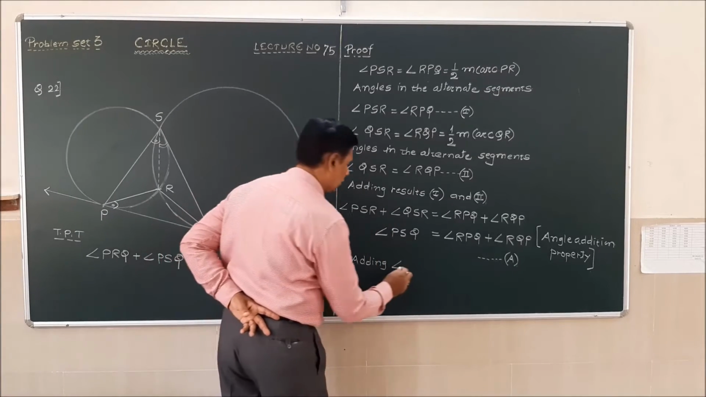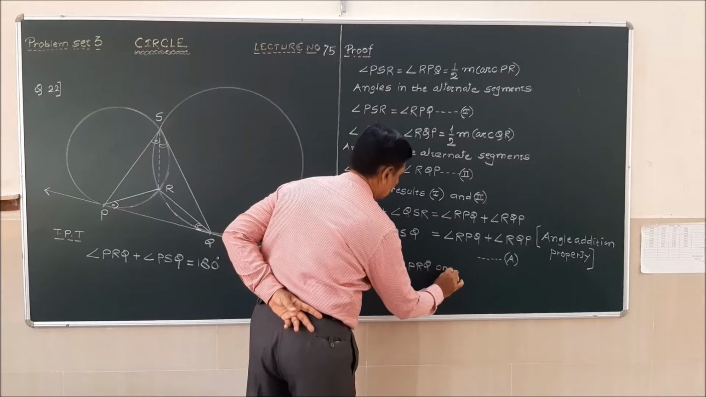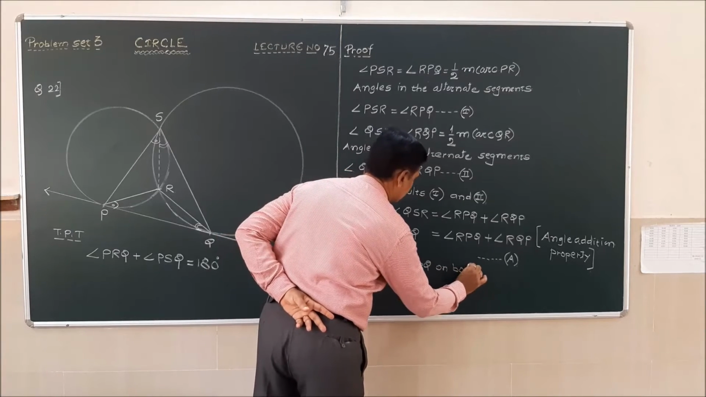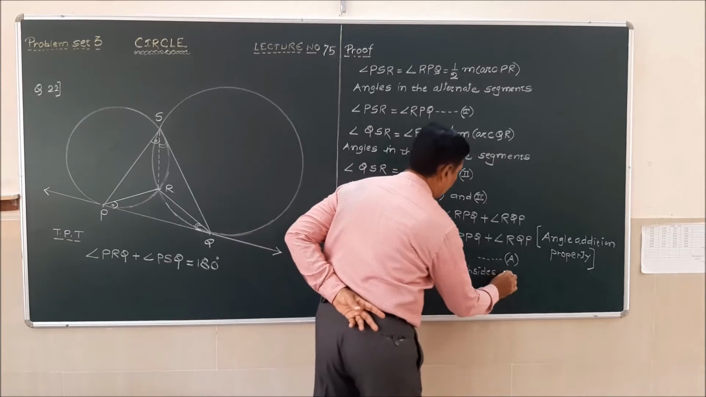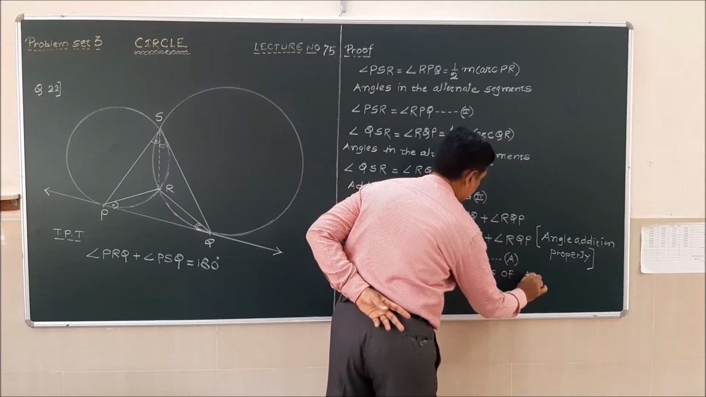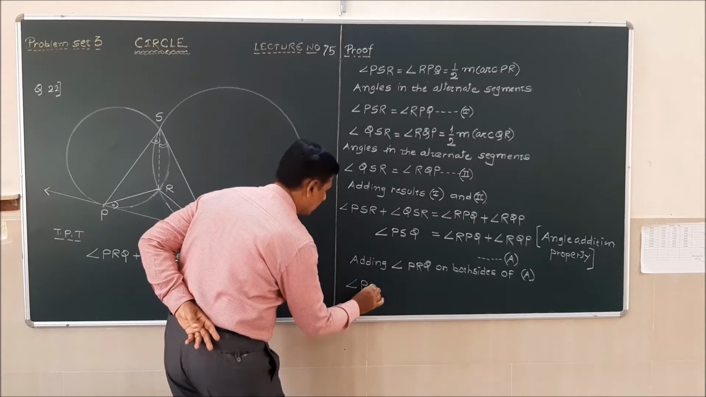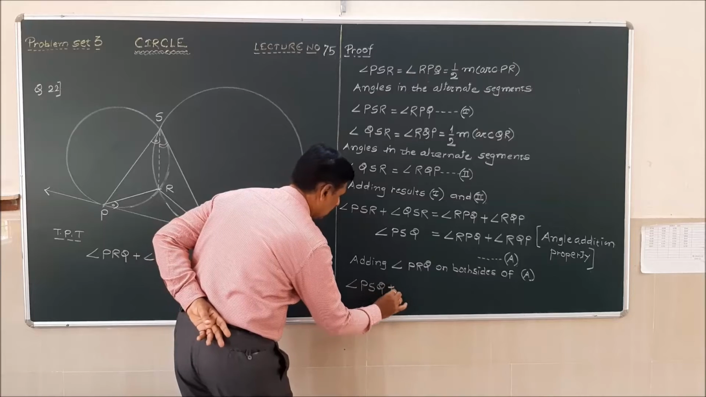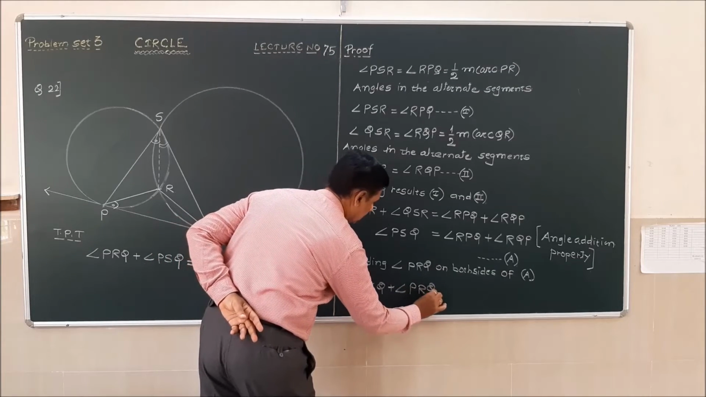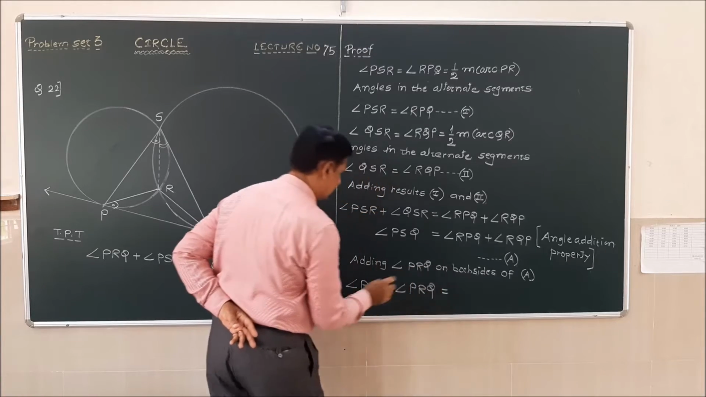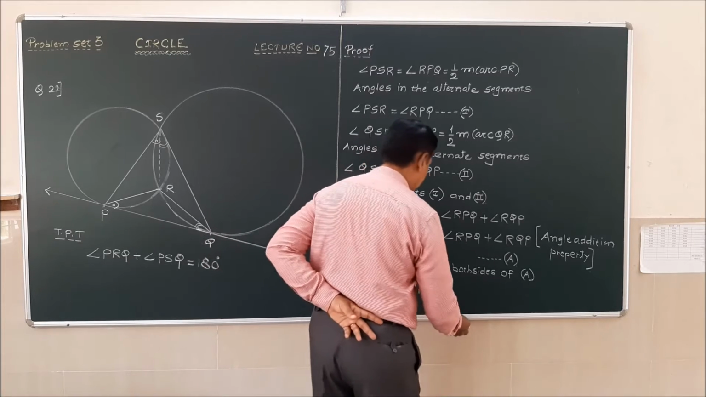Angle PRQ on both sides of A. So angle PSQ plus PRQ, that is equal. If I add PRQ on the left hand side, I am going to add PRQ on the right hand side.